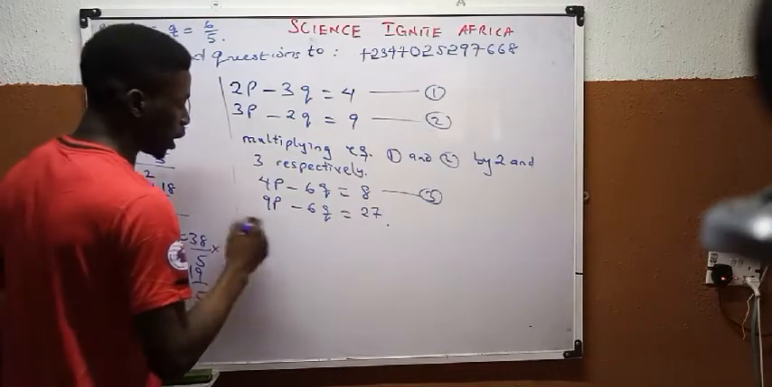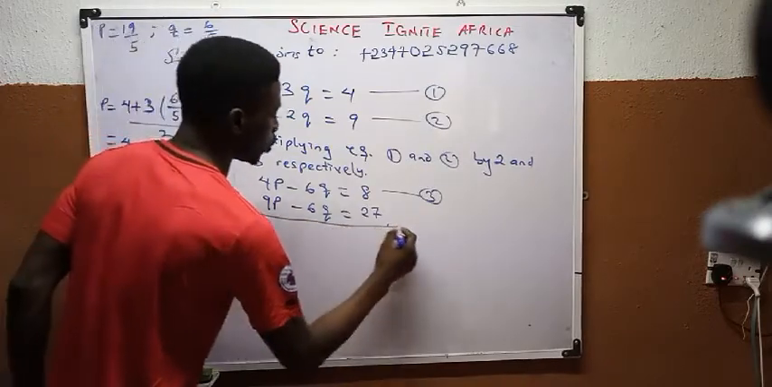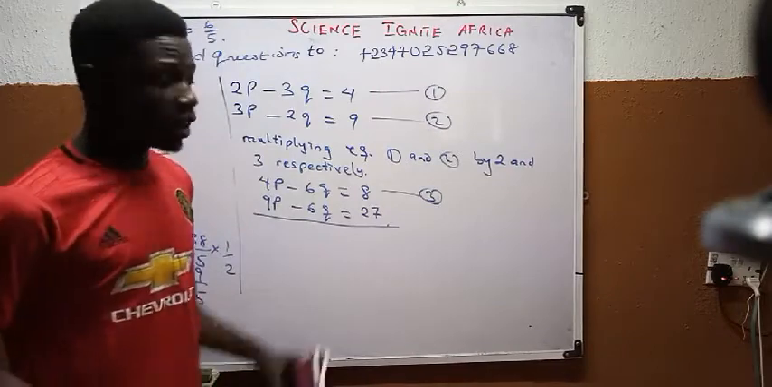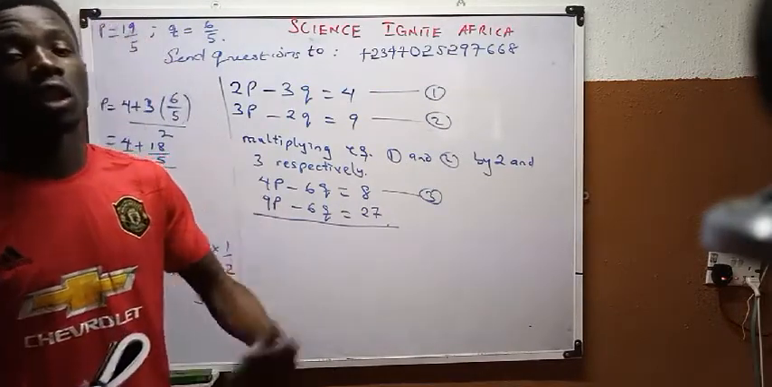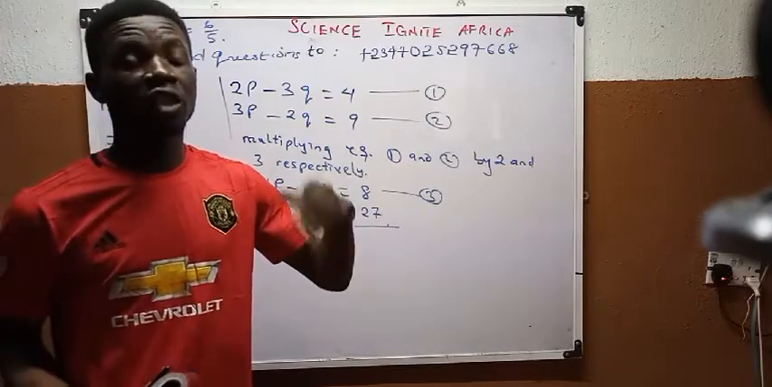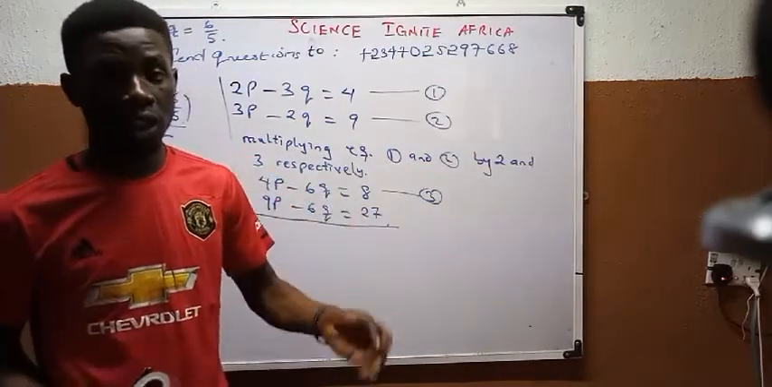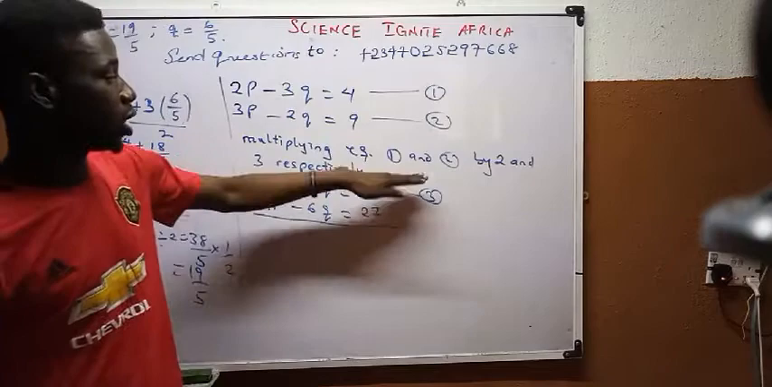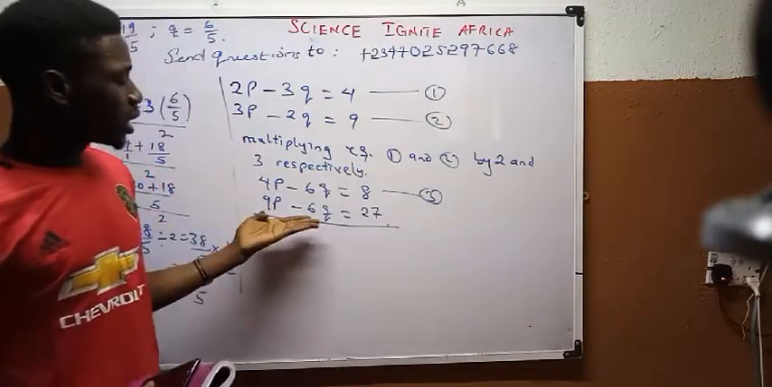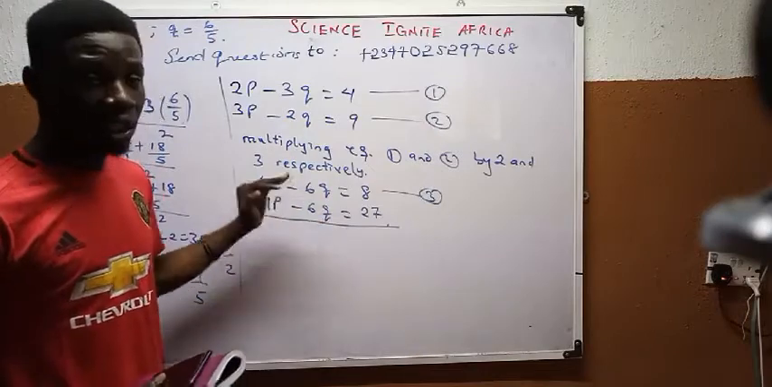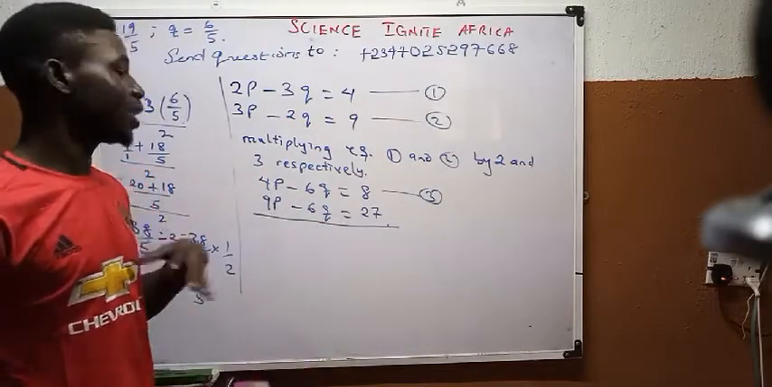So what I do now is combine the two equations together. I said the first stage of elimination is to watch out for the variable that you want to eliminate, to see if it has the same coefficient. If it does not have the same coefficient, I've already shown you what you do. Now, when it already has the same coefficient, what do we do next?